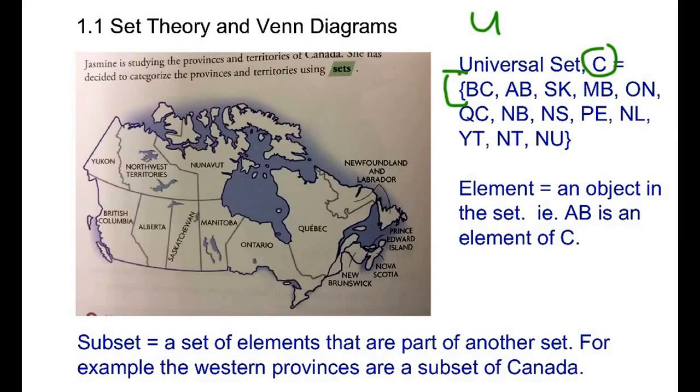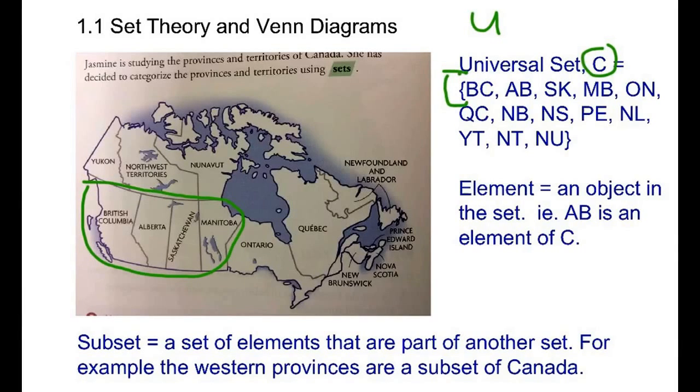Elements then are all the parts of that set. So in this case, all of our elements would be BC, Alberta, Saskatchewan, and so on. For example, Alberta is an element of our set Canada. And then a subset is just a smaller set that belongs to a bigger group. So if our universal set's all of Canada, we could say the western provinces are a subset of Canada. Just our western provinces, which are typically just those ones there, would be a subset.